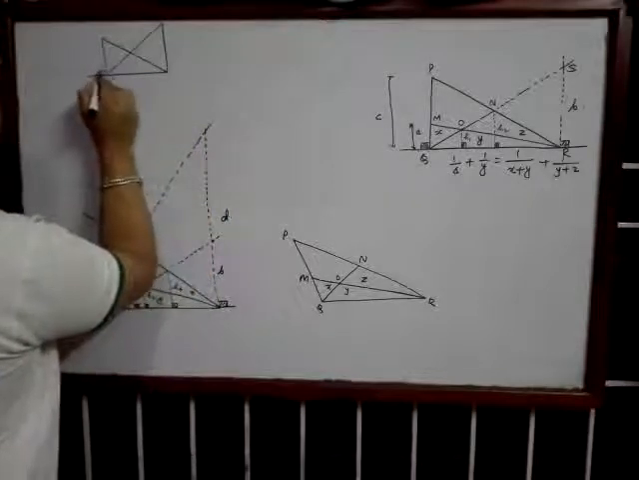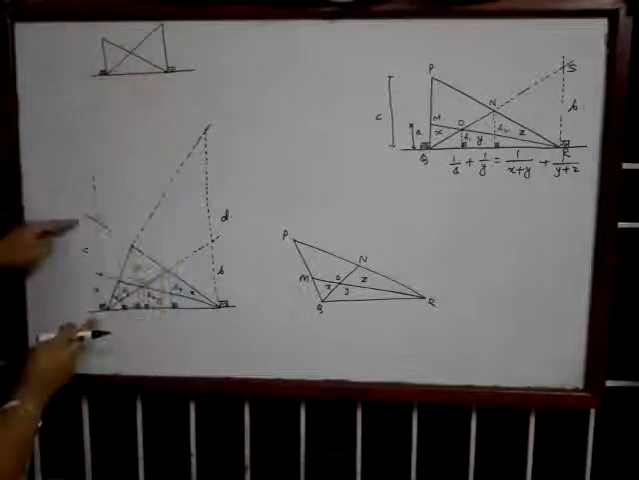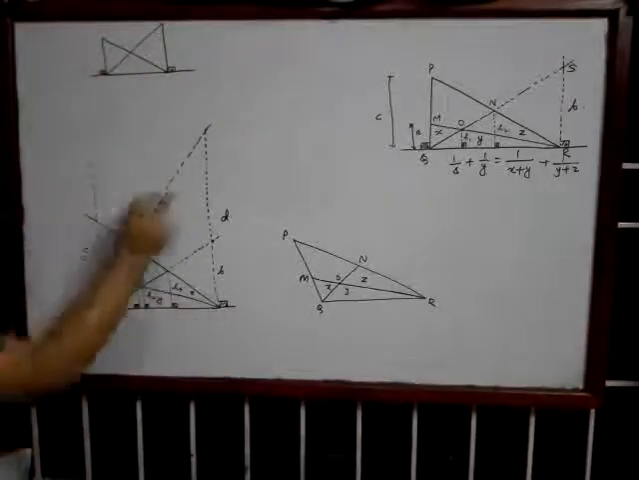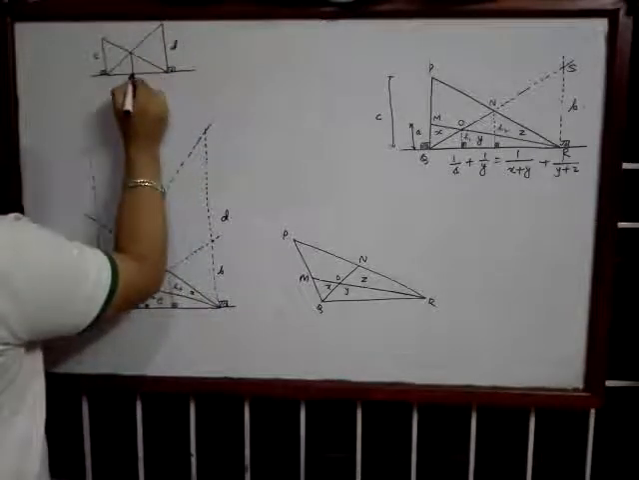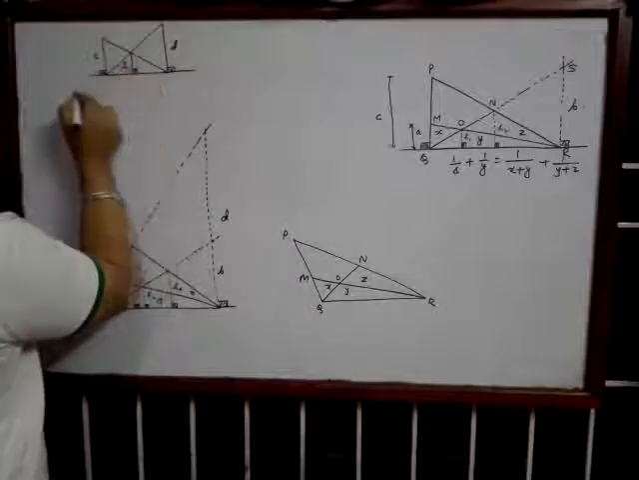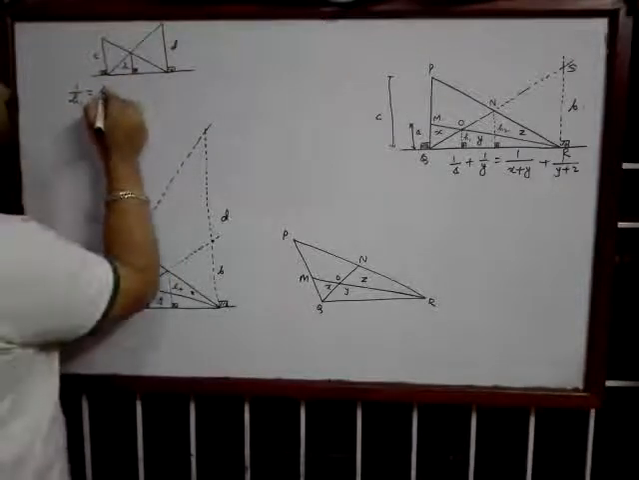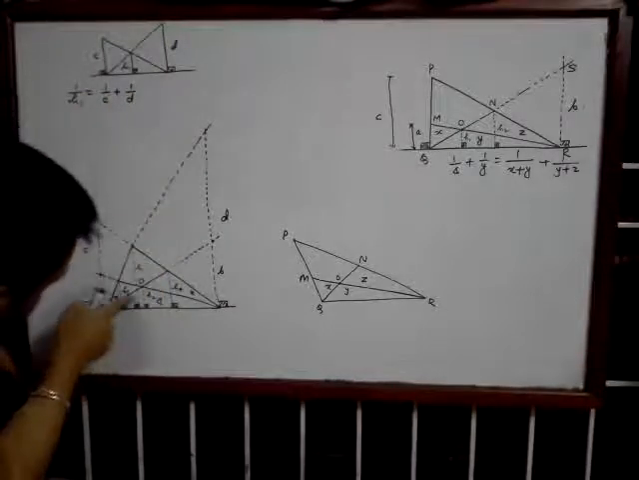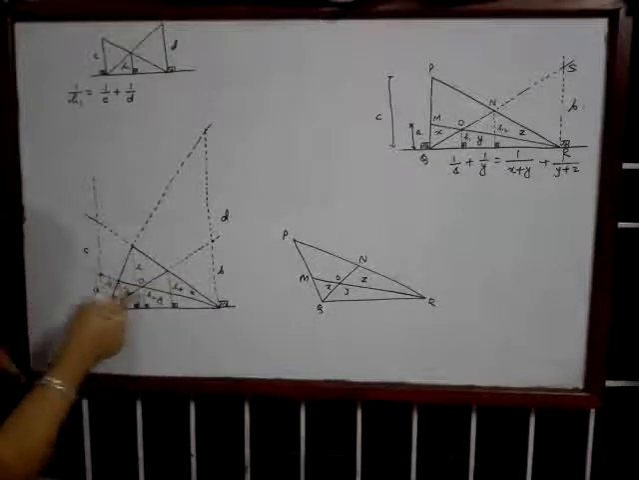H1, we get something like this. See? This is C, this is D, and this is H1, okay? So 1 over H1 is equal to 1 over C plus 1 over D. Now let's consider H2. Then for H2 we have A, B and H2.